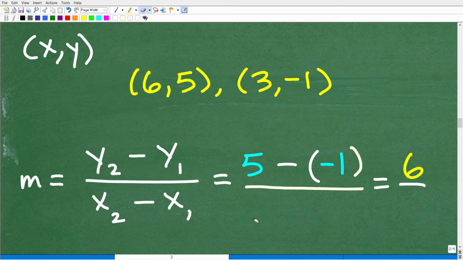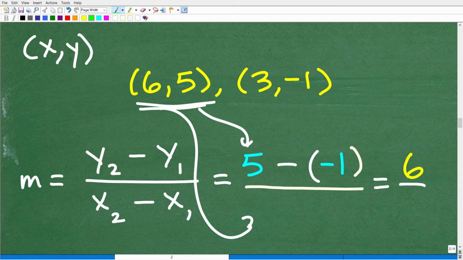Well, let me give you a suggestion. When you have two coordinates, just underline one coordinate that you want to use. You could use this point first or this point, doesn't make a difference. But underline one coordinate, and then just make sure that you're using that point's information first.